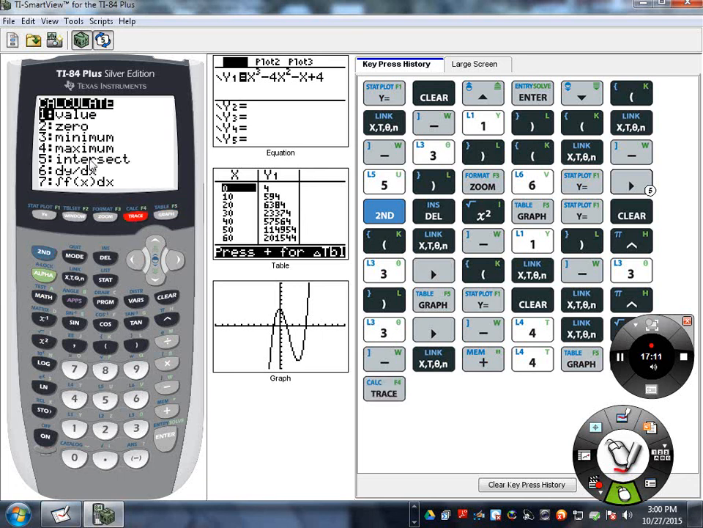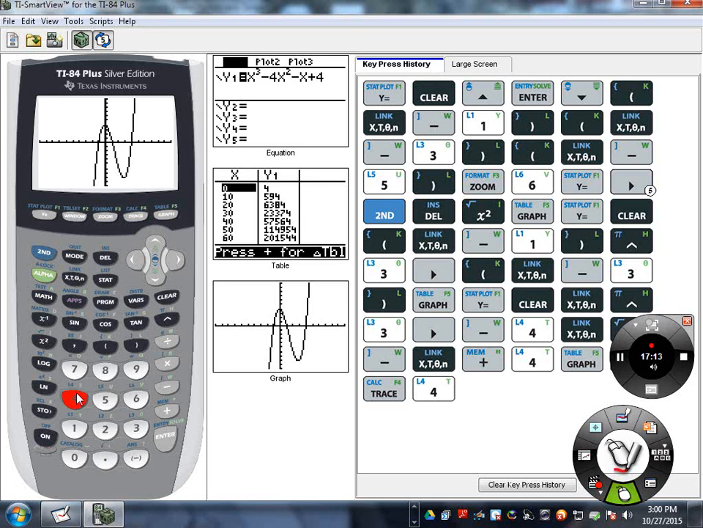I'm going to go to second calculate, and I'm going to choose choice 4, which is maximum. Right here is the maximum I want to calculate. So I need a left bound. I press enter. It asks for a right bound, so I go to the right and press enter. It says guess, and I press enter again. And it gives me my maximum. So you can record this as the maximum for that function. So you would just want to write down that the maximum is at negative 0.12, comma 4.06.